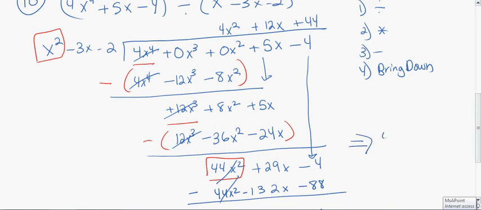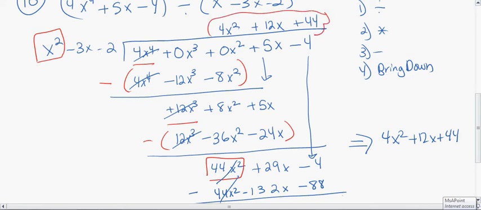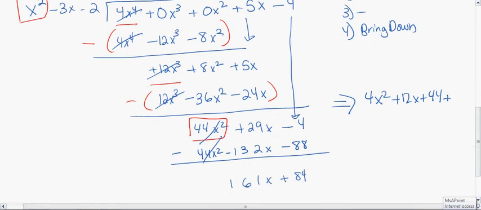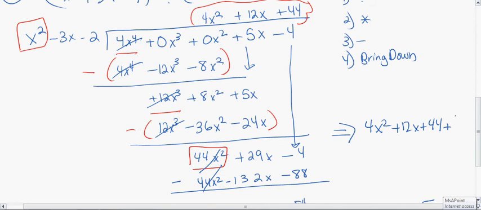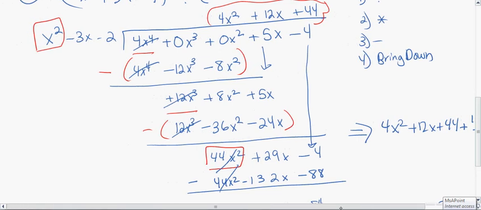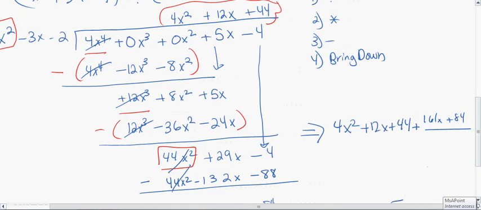All right, my answer is 4x squared plus 12x plus 44. So that's coming from up here, right? And the remainder I write as a fraction, so plus. So my remainder is 161x plus 84 over x squared minus 3x minus 2. And there is my answer.